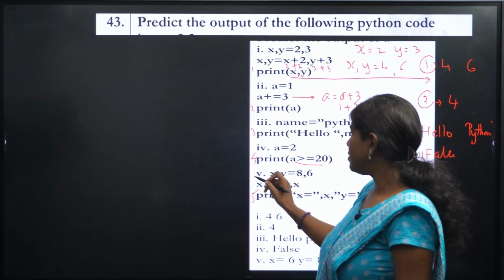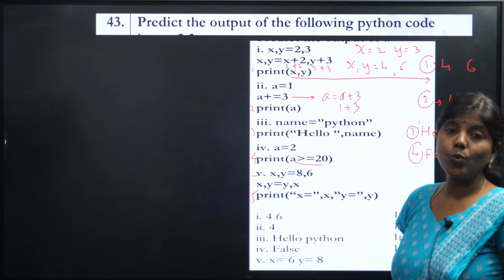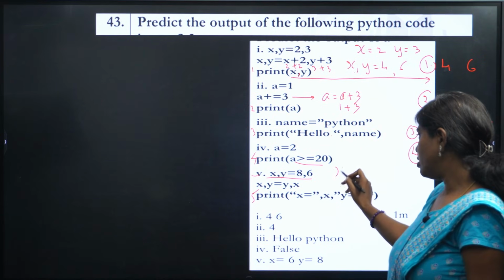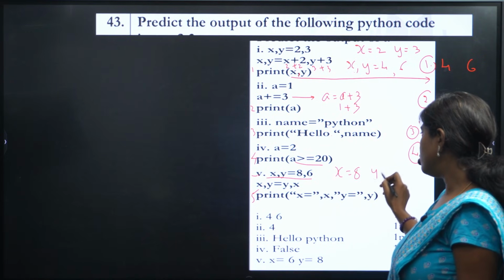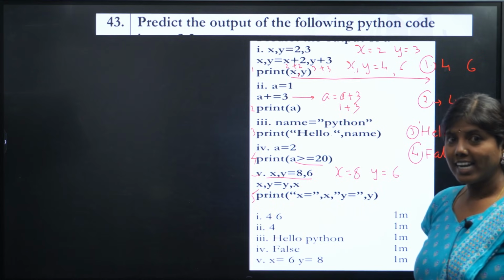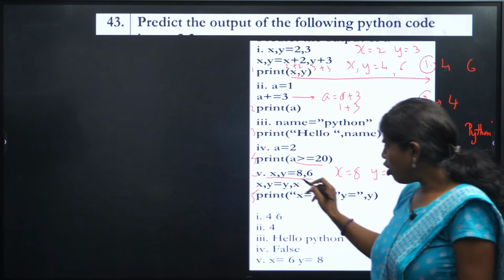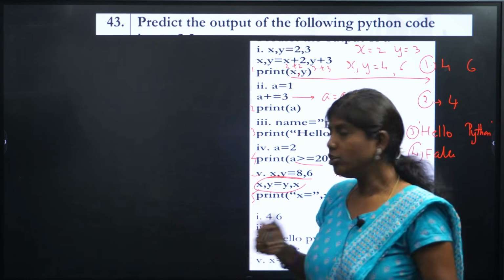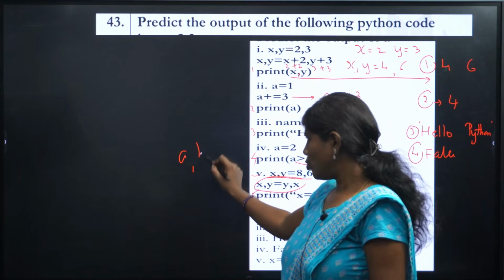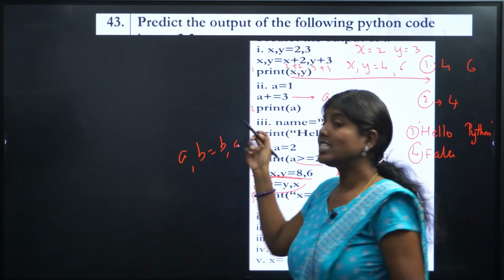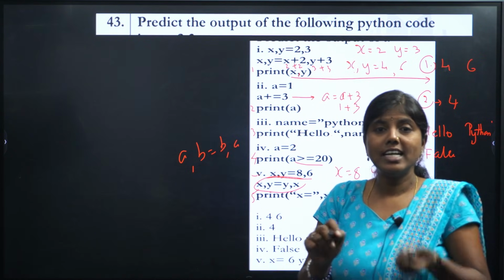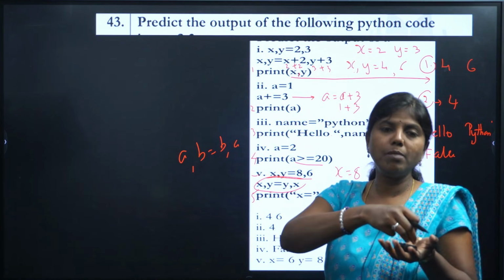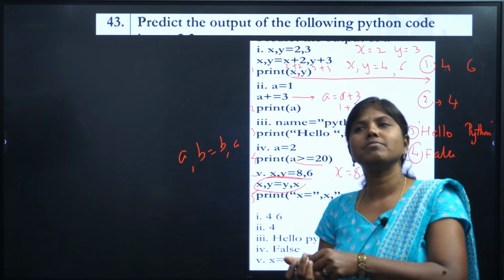After that, we'll go for the fifth one now. x, y equals 8, 6. Tuple values they've taken, x equals 8, y equals 6. Done with that? Then you have to tell me the answer. What is this concept? Ma'am, we don't know. Do you know or not? You know? Very good. So I have explained this. a, b equals b, a is swapping the numbers. This number will come to this variable, and this variable will come to this.